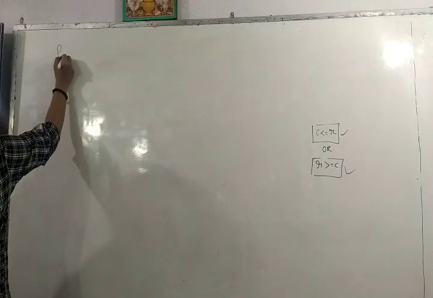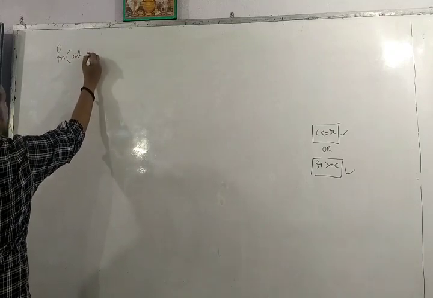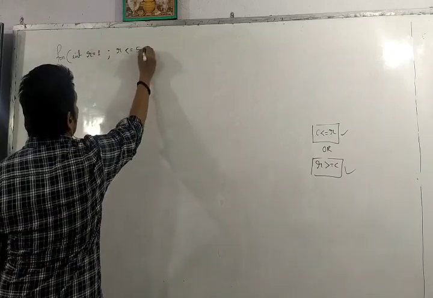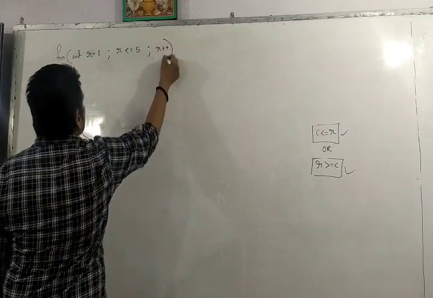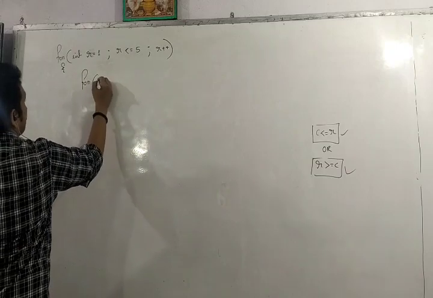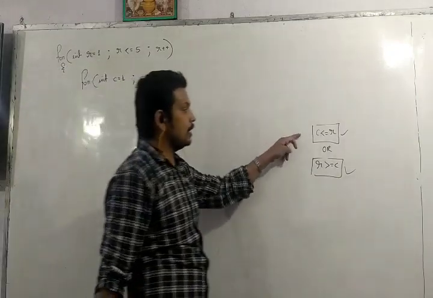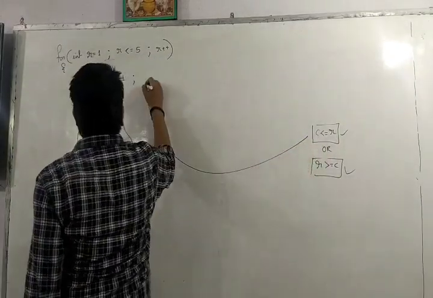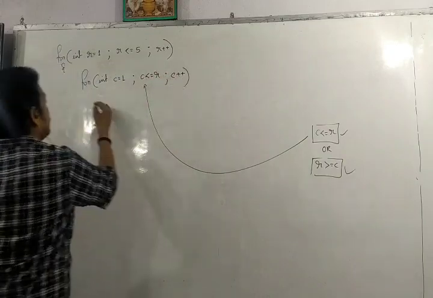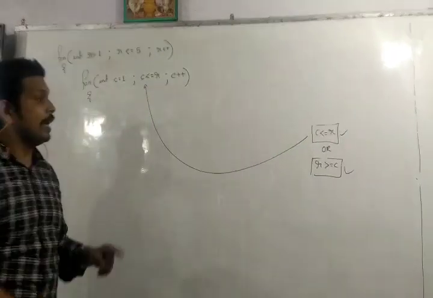For loop, int R is equal to 1, R less than equal to, suppose 5, and then R plus plus. Then for int C is equal to 1, you can put this condition directly here, C less than equal to R, C plus plus. Clear? But when can you do this?